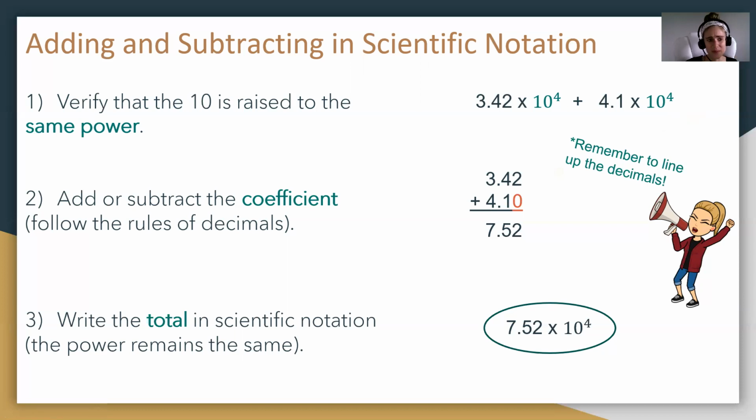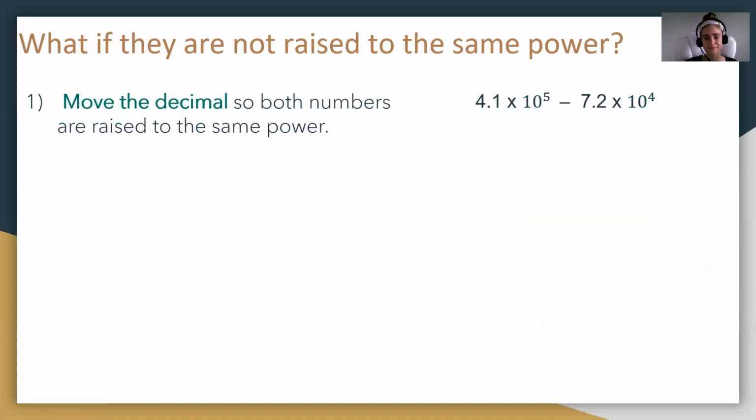Now, you may be saying, Mrs. Ailstock, what if they don't have the same power? What do I do then? I got you. All right, that's what we're going to go over here. So if you notice that they do not have the same power, you need to change one of them so they do have the same power.